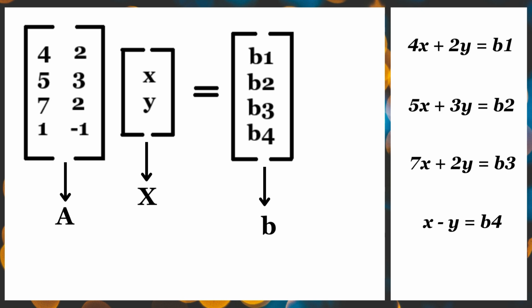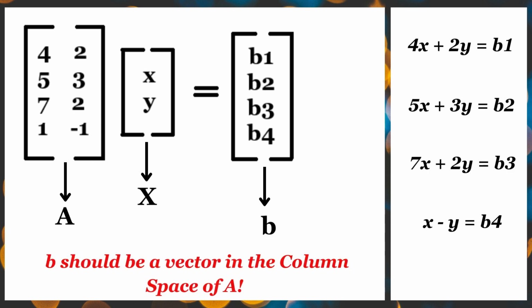Okay. Now my question to you is this. What values for this vector b would give a solution to the matrix equation? It's something I've talked about very briefly in one of the earlier parts of the series too. Take a pause, think about it. The answer is that b should be a vector in the column space of A. In case you're not familiar with column spaces, I would recommend watching that video first. I'll put a link to it in the description box.